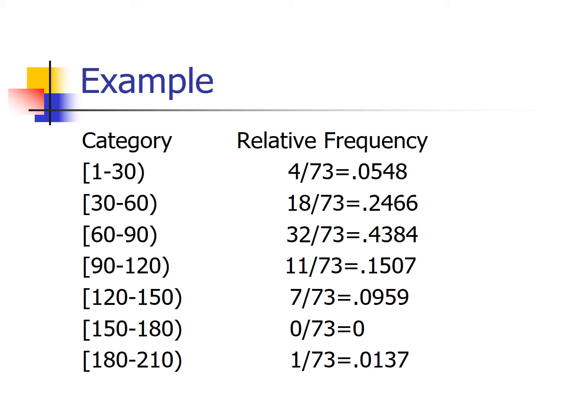So again, here are our numbers. Before, we had our frequency table: the 4, the 18, the 32, the 11, 7, 0, 1. Here we just divide them all by 73. I did a little bit of rounding there, but those are the numbers we get. So I could say that 4 artifacts were in the 1 through 30 depth range, but I could also say that about 5% of my sample, about 5% of the excavated artifacts, were found in the 1 to 30 centimeter depth range.